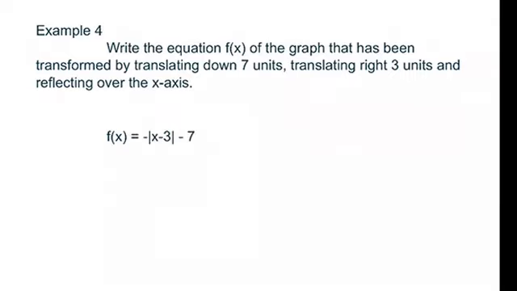Okay, the equation you should have is negative absolute value of x minus 3 minus 7. So let's make sure we got this right. We translated down 7 units. Here's your minus 7. We translated right 3 units. Here's your minus 3. We reflected over the x-axis. That negative out in front is your reflection. Good job.